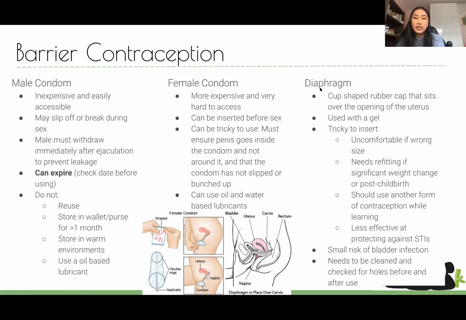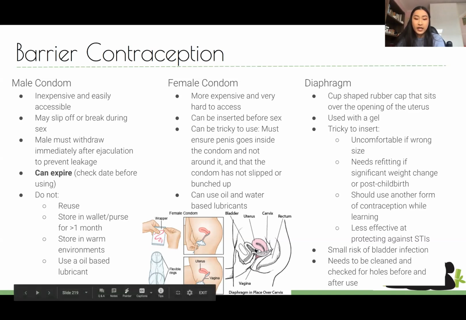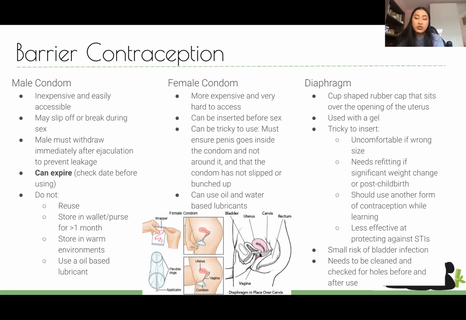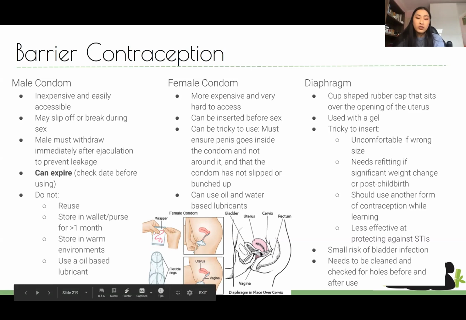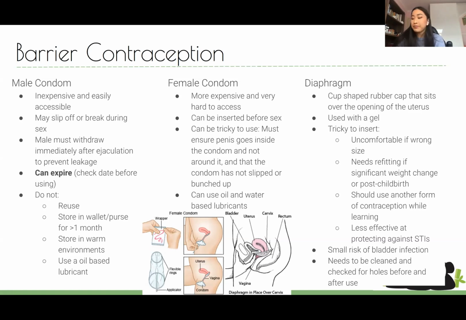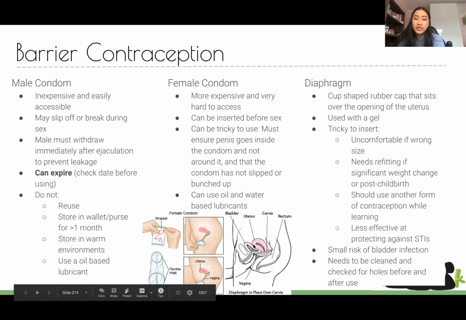The diaphragm is more effective than the female condom, but again, more expensive, again, less accessible, and again, more prone to user error. So it's inserted with a finger and it sits just over the cervix like this, and it's actually used with a spermicide gel to, I guess, increase its effectiveness if sperm does manage to leak through. But the issues with it are they can be quite uncomfortable if they're the wrong size, and they can also be very prone to slipping if they're the wrong size. So if a woman has gained significant weight, has just given birth, and things are a bit dilated over here, they'd have to be refitted.